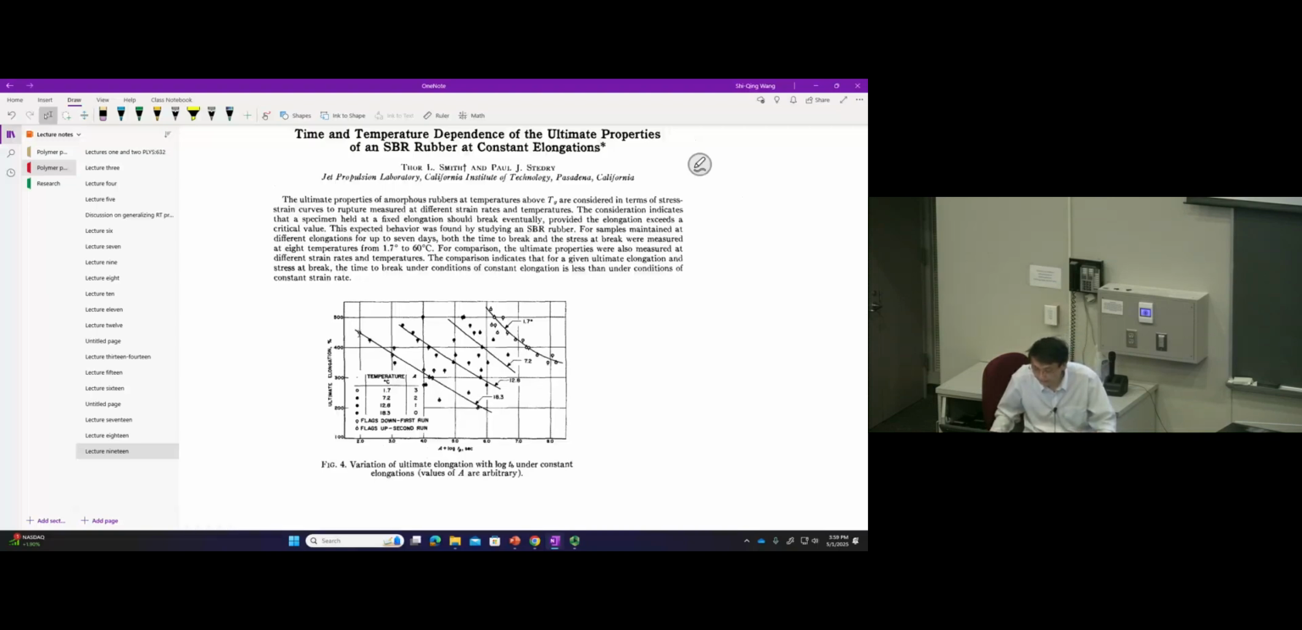And so this is a curve that shows how much, if I stretch, for example, about 400 times, I only have to wait, let's say, 100 seconds. And then if I stretch only 200 times, then I have to wait a day or a week. So that kind of thing. And they did it for different temperatures.